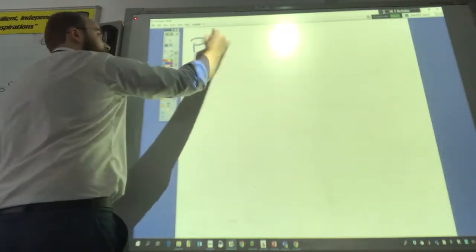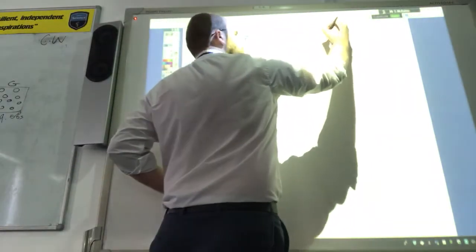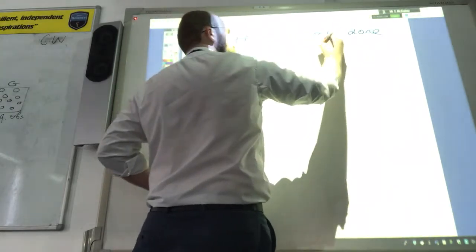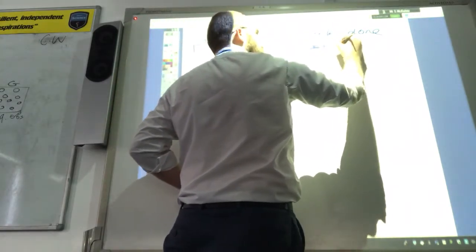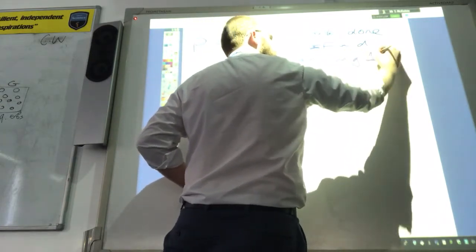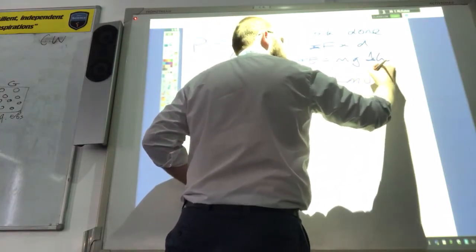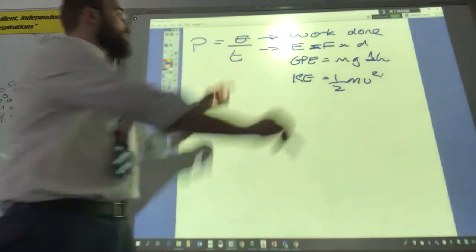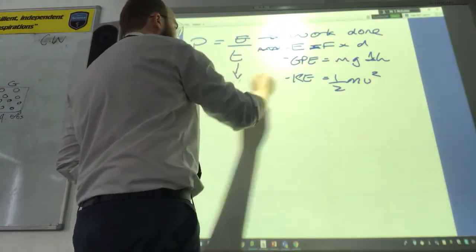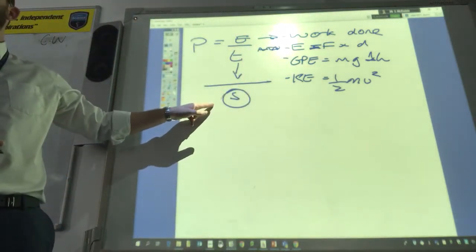Power is equal to energy over time. This can be work done as well, or it can be any of the other types of energy. So it can be the force multiplied by distance, it can be the GPE, it can be the kinetic energy. Okay, so this top bit here, that can be any of these different types of work. The time, if you're putting it into watts, has to be put into seconds. Okay, it has to be over seconds if it's going into watts.